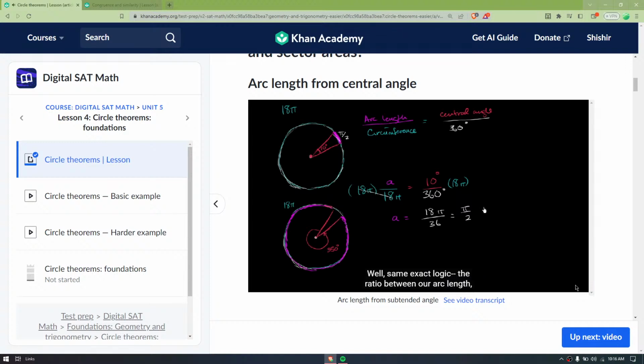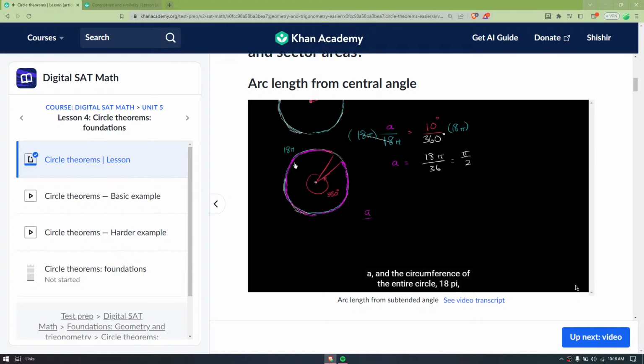The ratio between our arc length A and the circumference of the entire circle, 18 pi, should be the same as the ratio between our central angle that the arc subtends, so 350, over the total number of degrees in a circle, over 360. So multiply both sides by 18 pi, we get A is equal to, let's see, this is 35 times 18 over 36 pi.